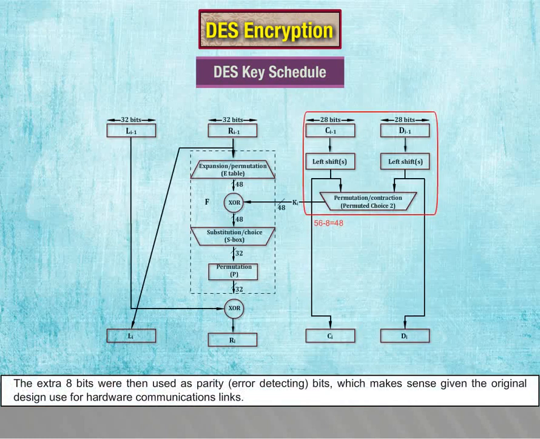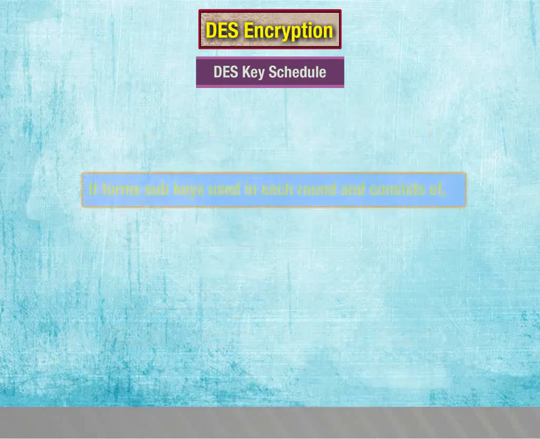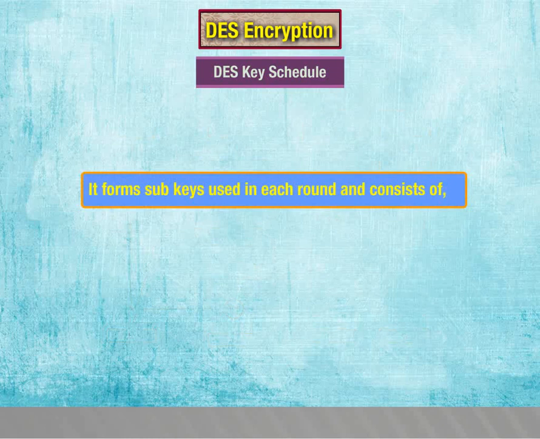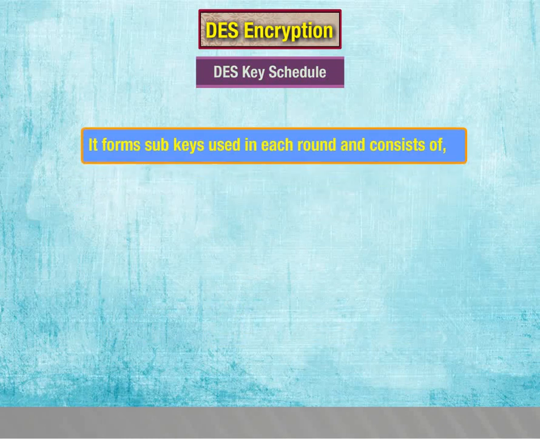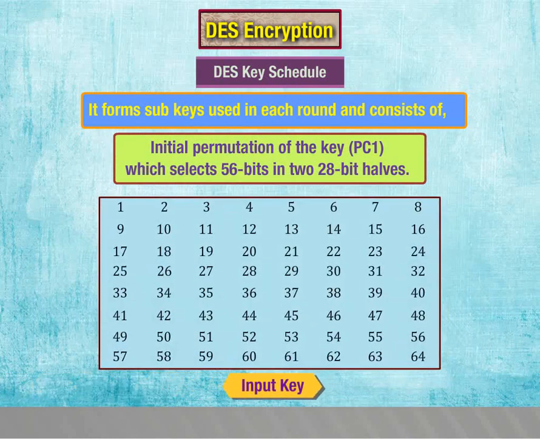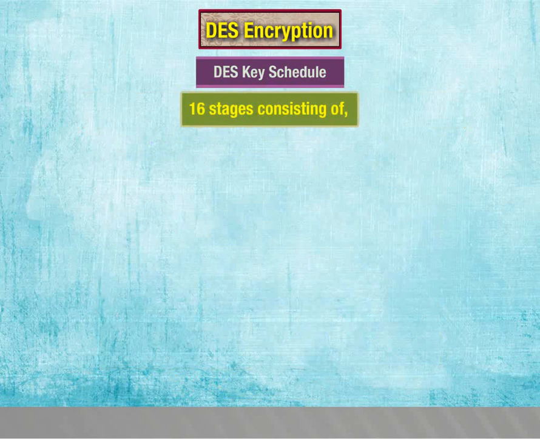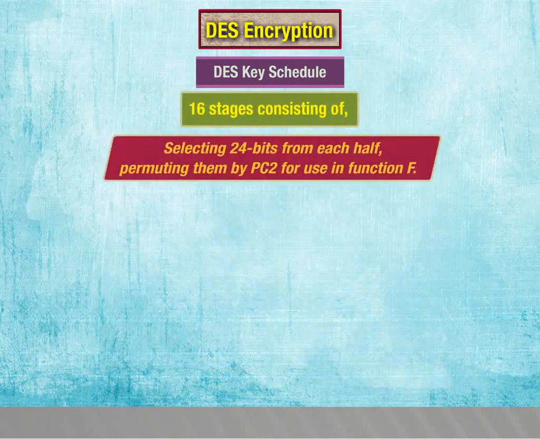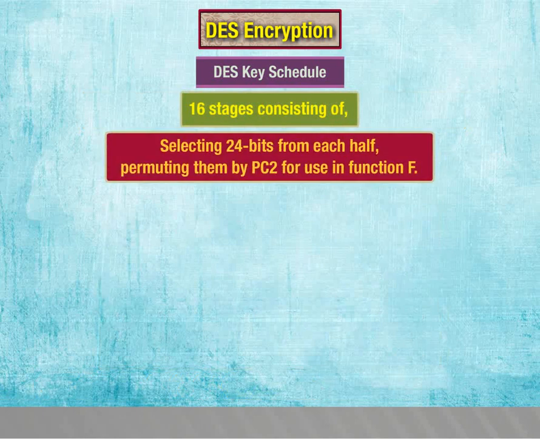The extra 8 bits were used as parity, that is error detecting bits, which makes sense given the original design used for hardware communication links. It forms subkeys used in each round and consists of initial permutation of the key PC1, which selects 56 bits in two 28-bit halves. Input key. 16 stages consisting of selecting 24 bits from each half, permuting them by PC2 for use in function F.